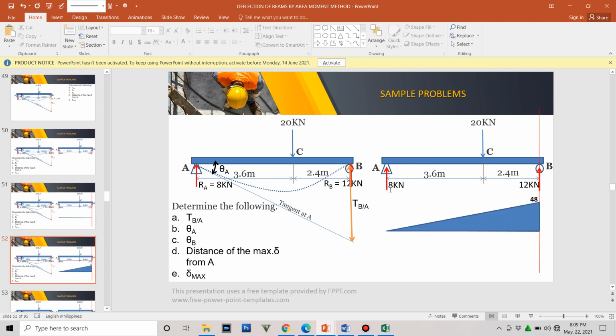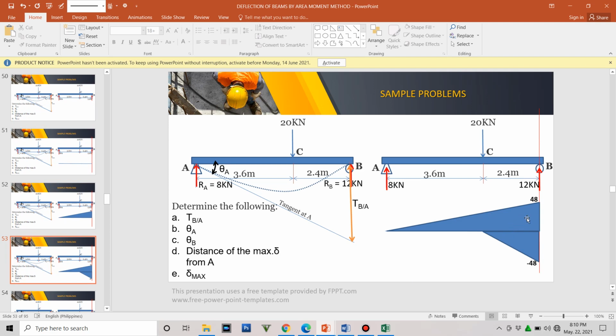Starting with 8. So 8 by 6. So 8 times hanggang sa B is 6 meters. So 8 times 6, that is equal to 48. Similarly, yung 20 mula dito hanggang dun sa B, that is 2.4. So 20 times 2.4 is also 48. But that is negative because that is going downwards.